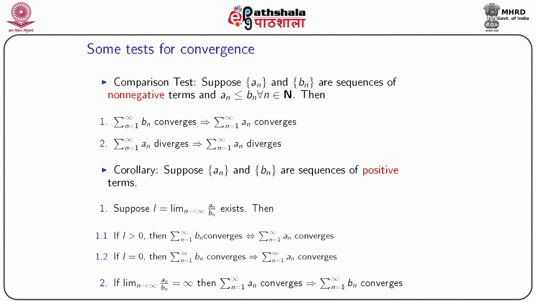So if sum over n from 1 to infinity of bn converges, that implies sum over n from 1 to infinity of an will also converge. And if sum over n from 1 to infinity of an diverges, then sum over n from 1 to infinity of bn will also diverge.